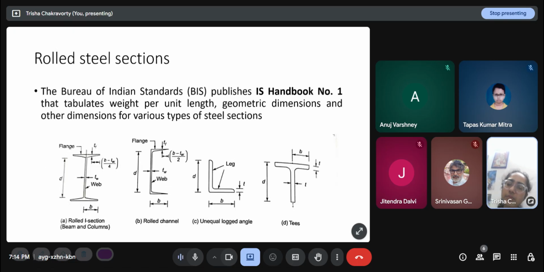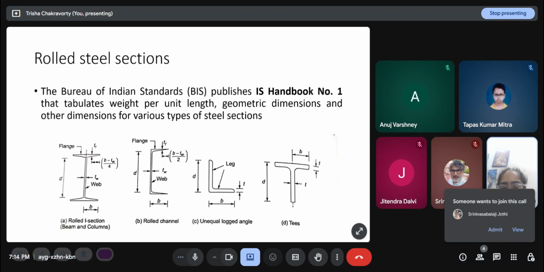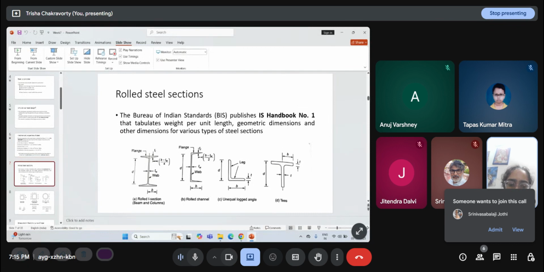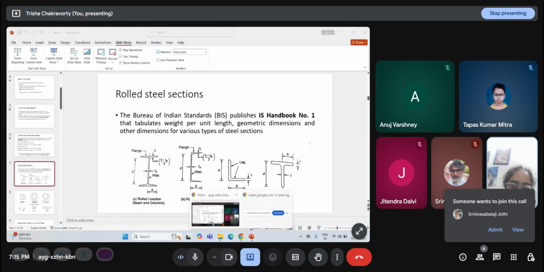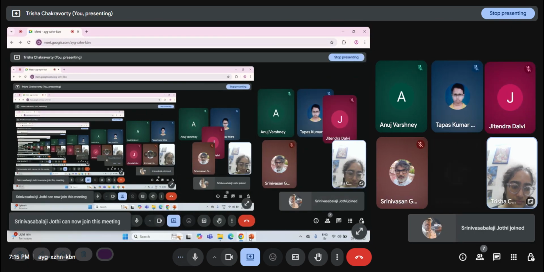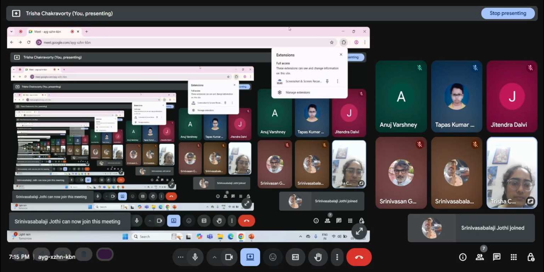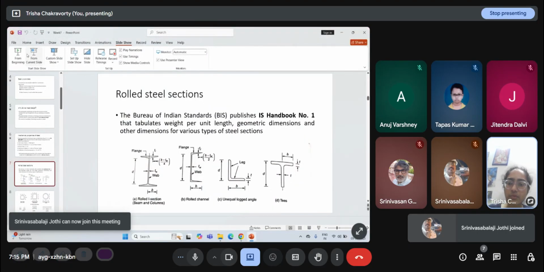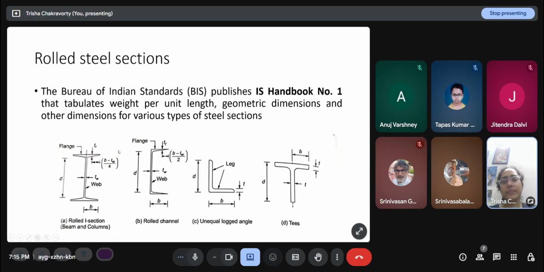For rolled steel sections, the Bureau of Indian Standards publishes the IS handbook number 1. We find this in SP6. This tabulates the weight per unit length, the geometric dimensions, the plastic modulus, moment of inertia, and other properties for various types of steel sections. They are all tabulated, and we can read off all those values directly and use them. Generally in subjective exams, this code SP6 is allowed with you.